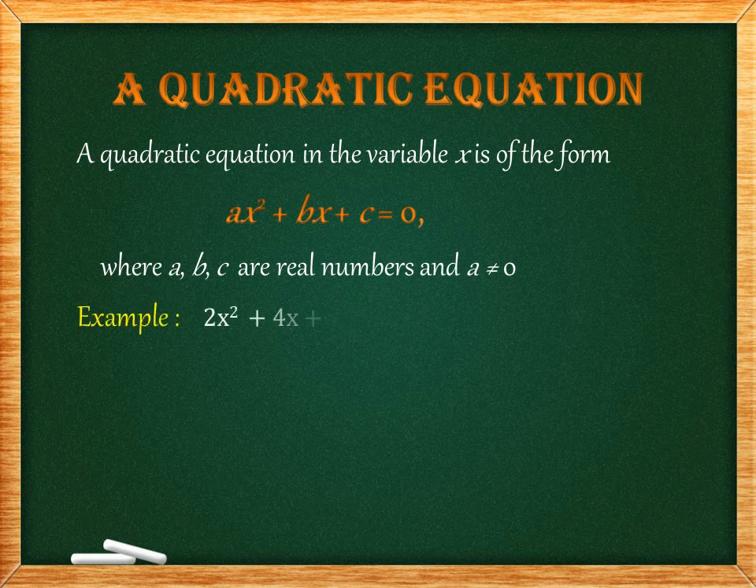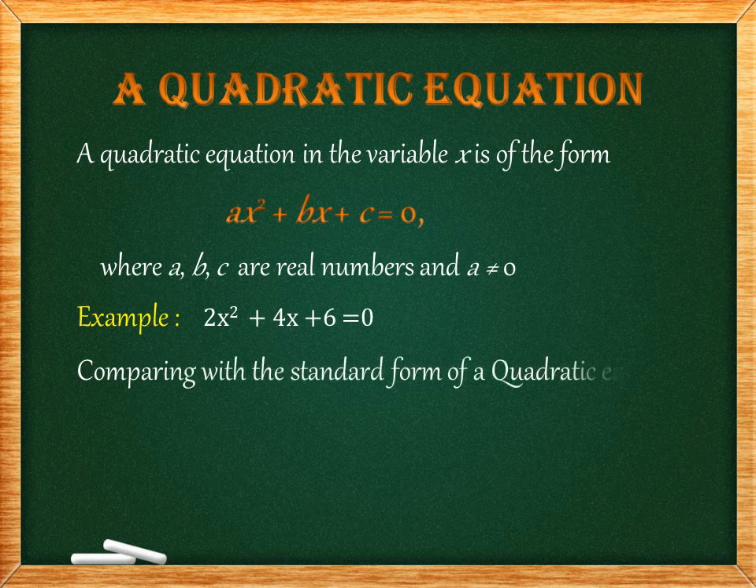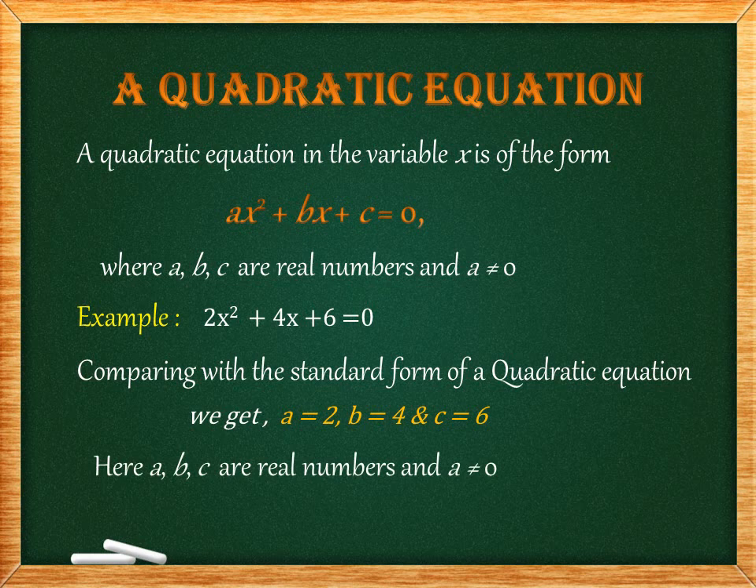Now let's see an example. 2x square plus 4x plus 6 is equals to 0. When we compare it with the standard form of a quadratic equation, we see a is equals to 2, b is equals to 4 and c is equals to 6. Here, as a, b, c, all three are real numbers and a is not equals to 0, this is a quadratic equation. Now let's see how to identify these equations.